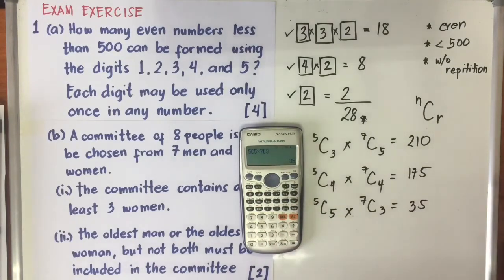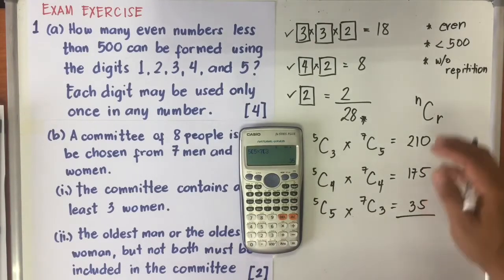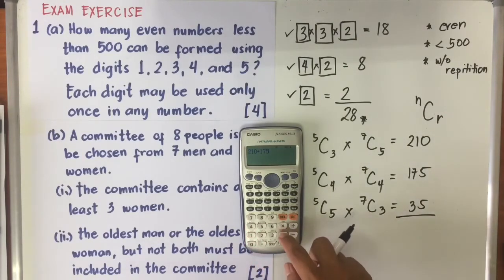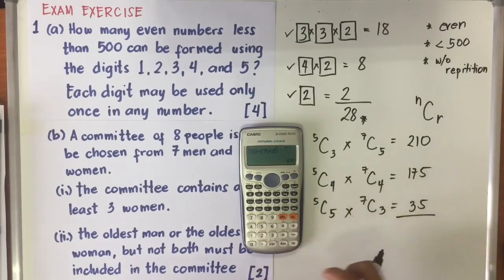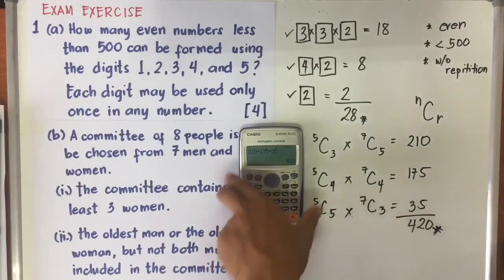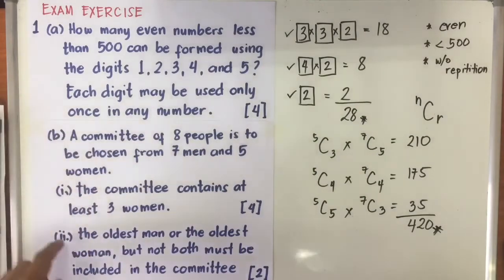Okay, so all in all, basically we'll just add them. 210 plus 175 plus 35, you will get 420. You will get 4 marks. Okay, next let's go to letter B, number 2.